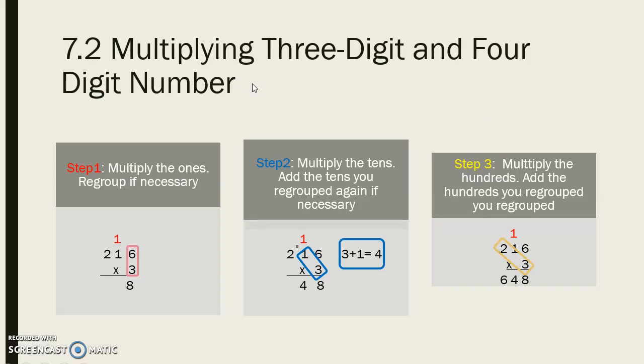Multiplying 3-digit and 4-digit numbers. Step 1. Multiply the ones. Regroup if necessary. We have 6 times 3, 18. Write the 8, regroup the 1. 1 times 3, write the 4. And then the hundreds. 2 times 3 is 6. The product is 648. It's too easy.